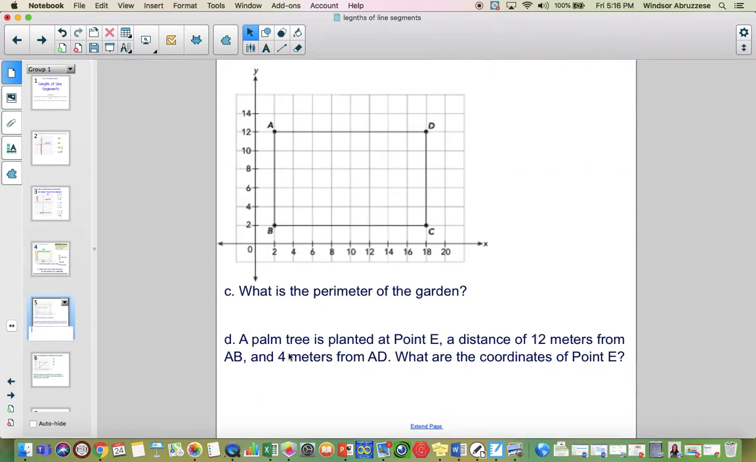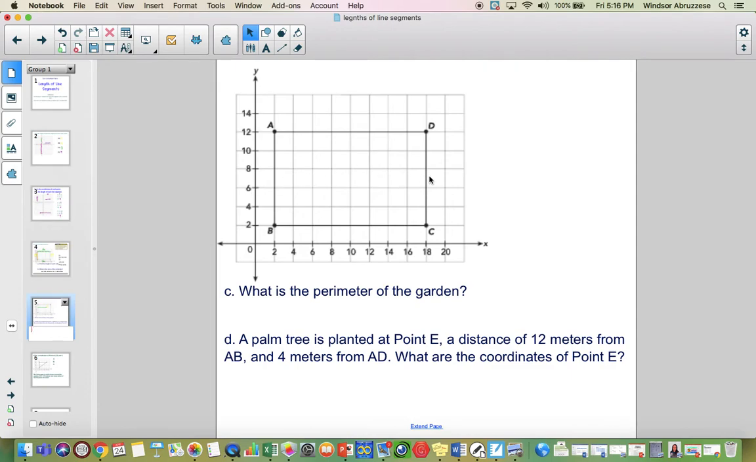And then the last question for this rectangular garden is, a palm tree is planted at point E. So point E is not on my graph, which means I'm going to have to plot it. A palm tree is planted at E, and it's a distance of 12 meters from AB and 4 meters from AD. What are the coordinates of point E? Okay, so let's think about this. It has to be 12 meters from AB. Here's AB. So it has to be 12 meters away.